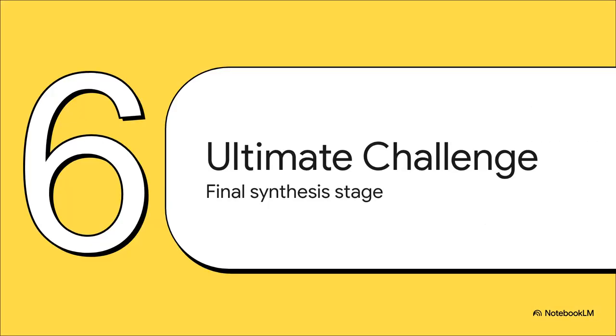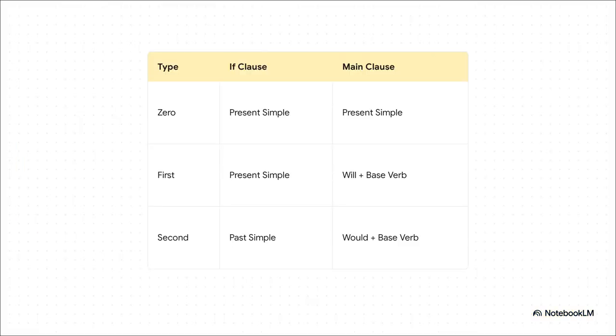And finally, Section 6, the ultimate conditional challenge. So, what does this all mean? Well, this table brings everything into one incredibly clear picture. The zero conditional pairs present simple with present simple. The first conditional pairs present simple with will plus a base verb. The second conditional pairs past simple with would plus a base verb. It is a highly logical, completely structured system. Take a mental snapshot of this.